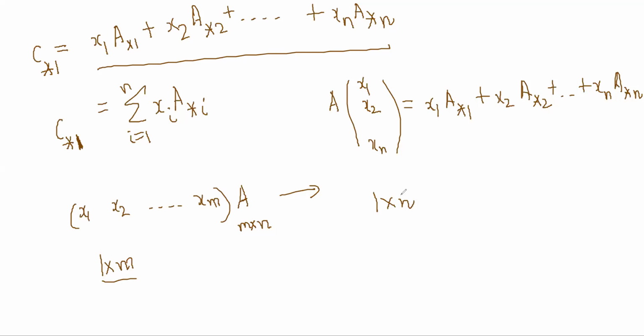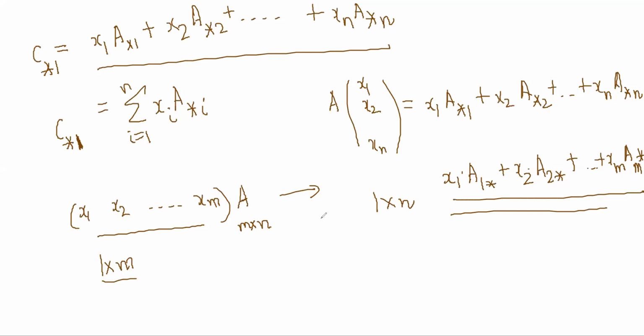Yes. So final answer, similarly you can write the final answer like this: x1 into A1 star plus x2 into A2 star plus xm into Am star. You will be able to convince yourself of that in the same way that we got here. So think about the final product. The final product will be 1 cross n, so 1 cross n means one row only, right?